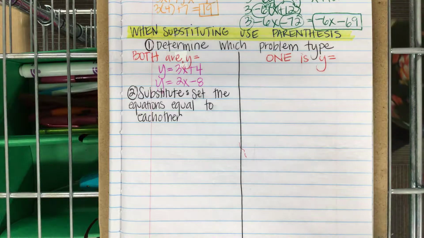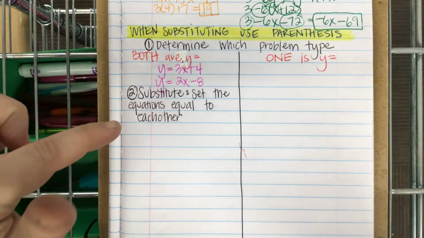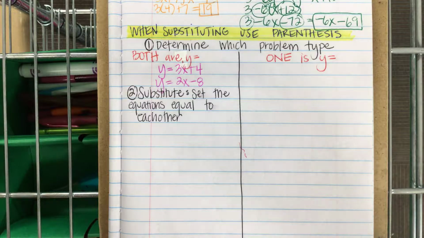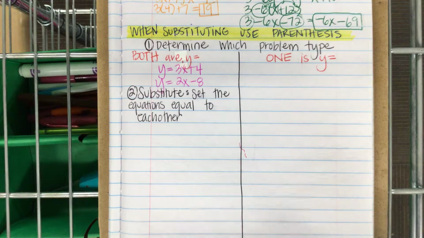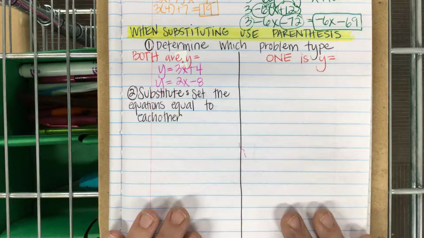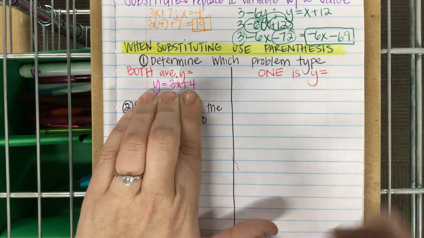Again, this is called solving by substitution. If you're not substituting, you're doing it wrong. Step 1, which type of problem? Determine the problem type. Step 2, if it's both y equals, we're going to substitute. And what that means is to set the equations equal to each other. Now I want you to follow along. I want you to look at this because it's really visual. So everybody look up front. Look at what I'm pointing at.